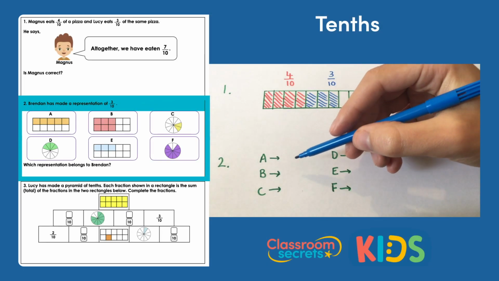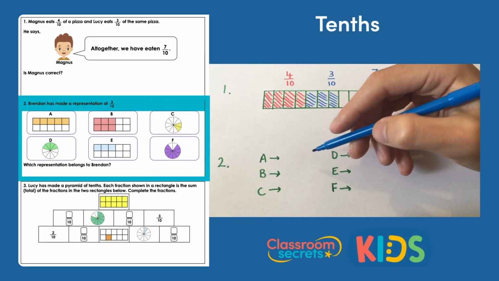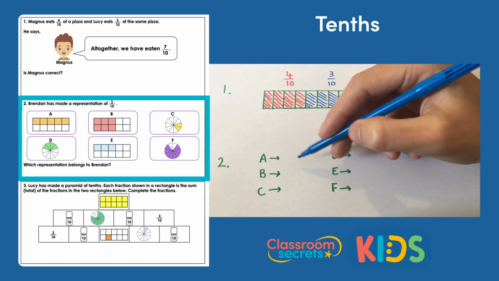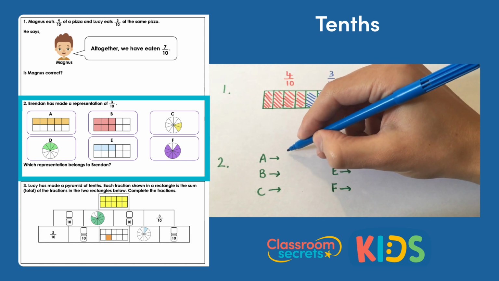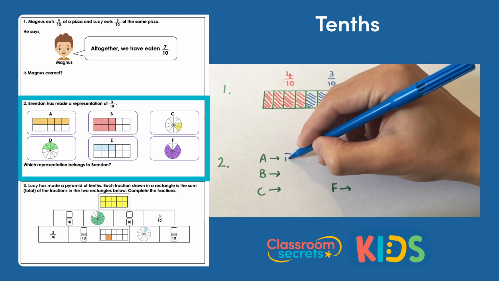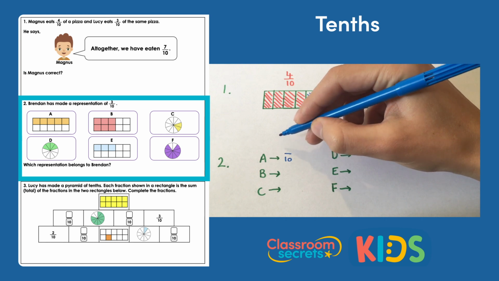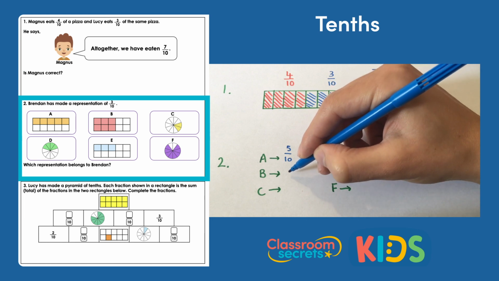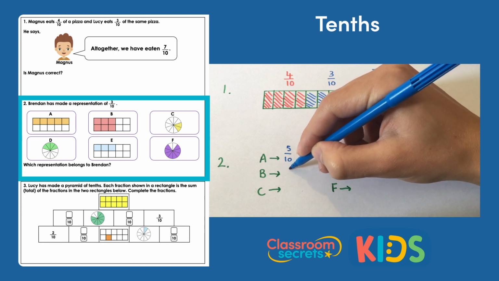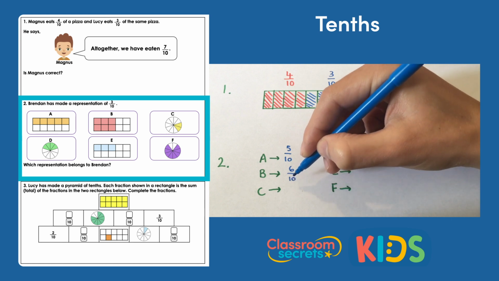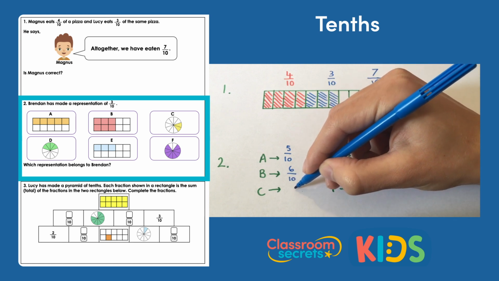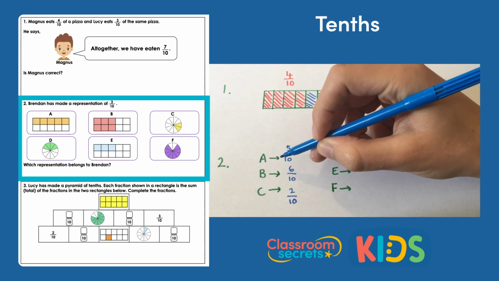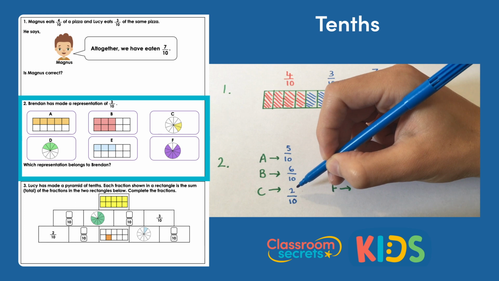Question 2, we need to find the correct representation for 3/10. So we'll take each representation in turn and have a look. Each one is in tenths, there's 10 parts, so each one will have a denominator of 10. For A, we can see there's 5 parts shaded in, so 5/10. For B, there are 6/10 shaded in. For C, there are 2/10 shaded in. So far it's not A, it's not B, and it's not C.